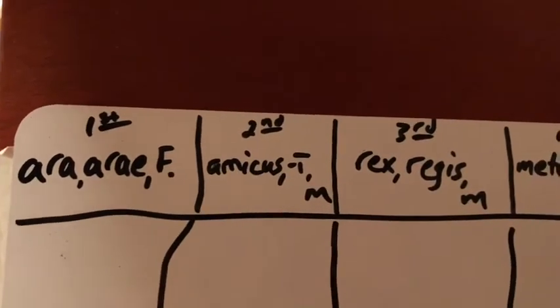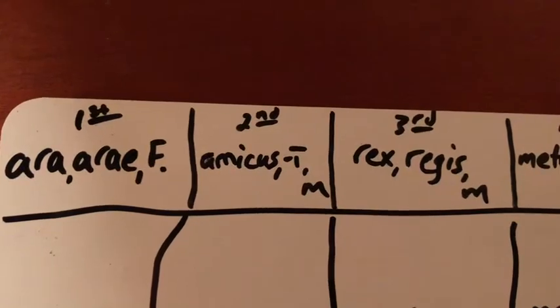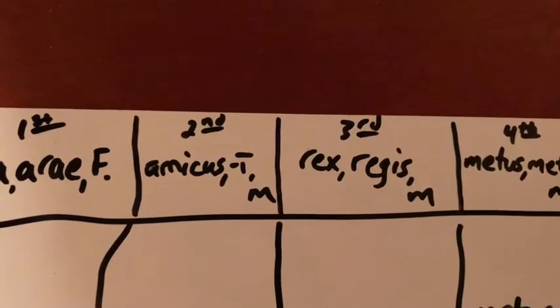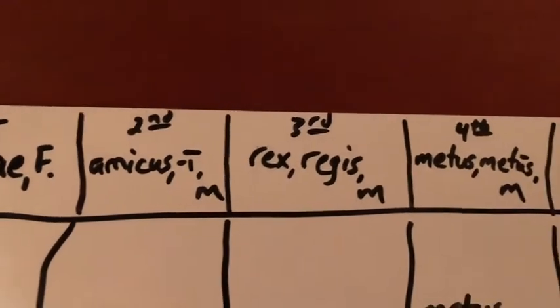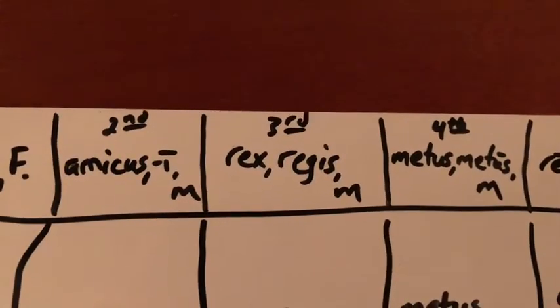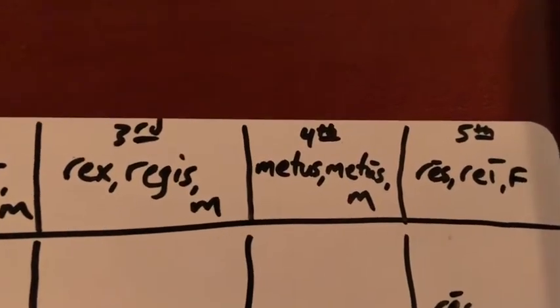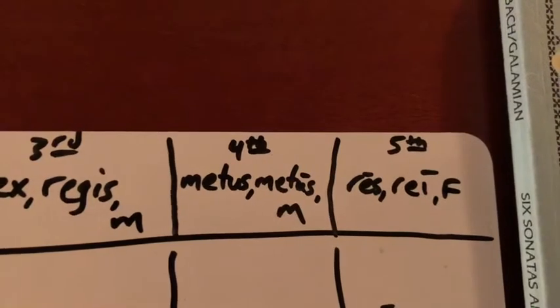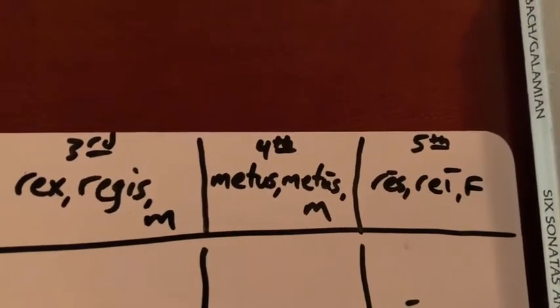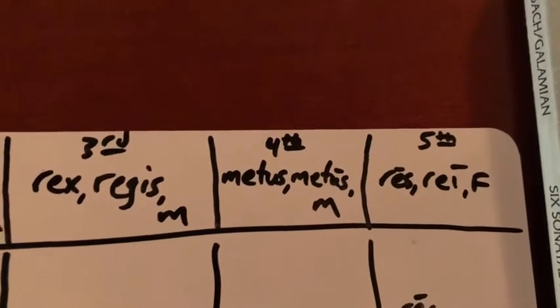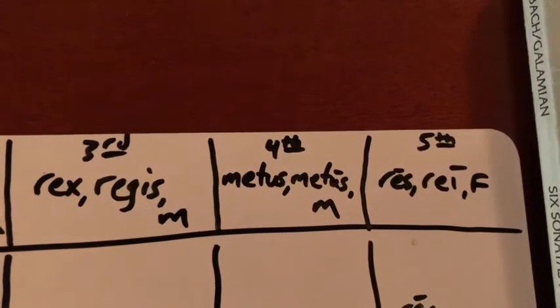So, the first declension noun is ara, arae. The second declension noun is amicus, amici. The third declension, rex, regis. The fourth declension, metus, metus. And then the fifth declension, res, rei. Okay, so please take those 5 nouns and decline them. And go ahead and pause the video at this point.